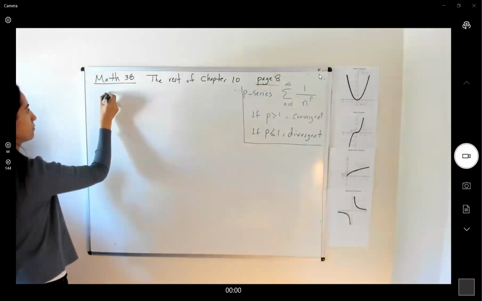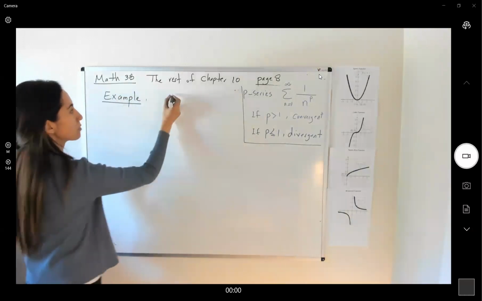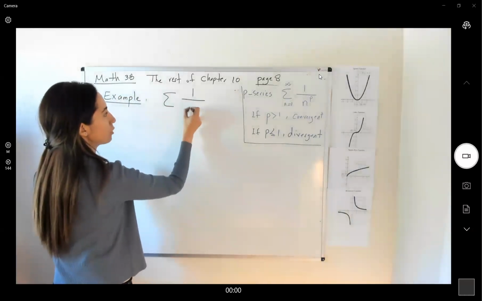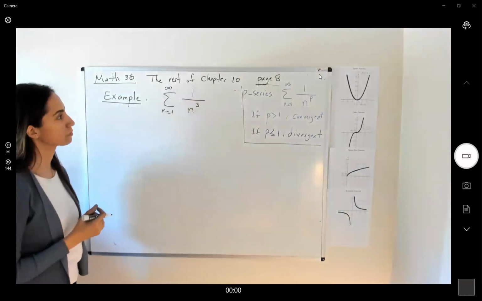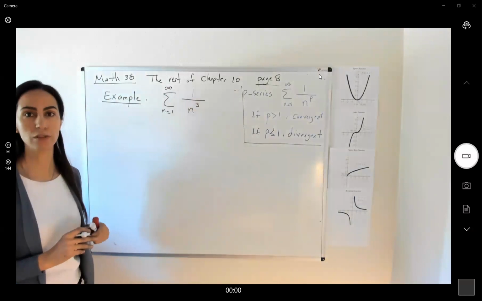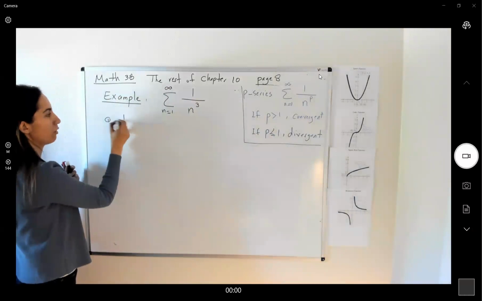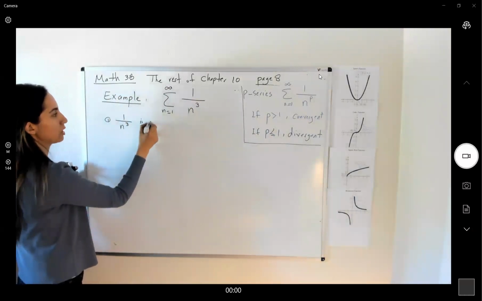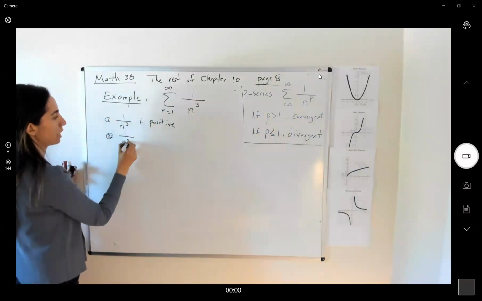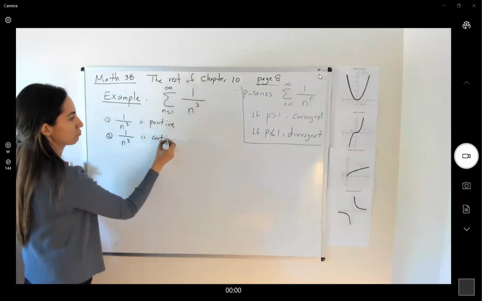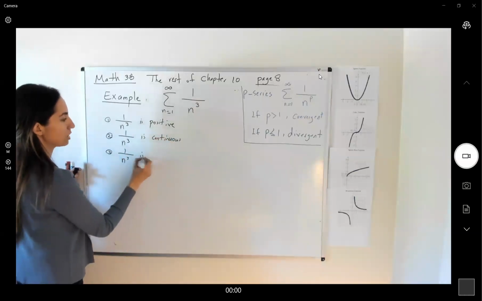For example, take a look at this series. 1 over n to the third, n starts from 1 to infinity. Is this a convergent series? Is this a divergent series? First of all, 1 over n cubed is positive. Second of all, 1 over n cubed is continuous. We don't have any problem with this. 1 over n cubed is decreasing.